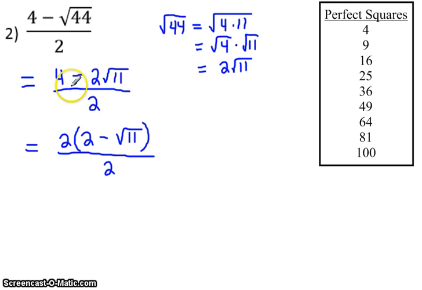Now we can simplify this one more time. So I can cancel out a 2 and a 2 here, leaving me with a 1 and a 1, but we don't even write those ones because when you divide by 1 it just stays the same. So what we're left with is just 2 minus square root of 11.